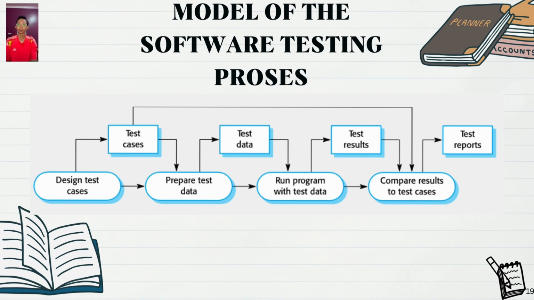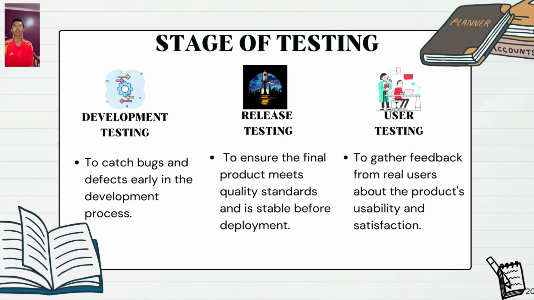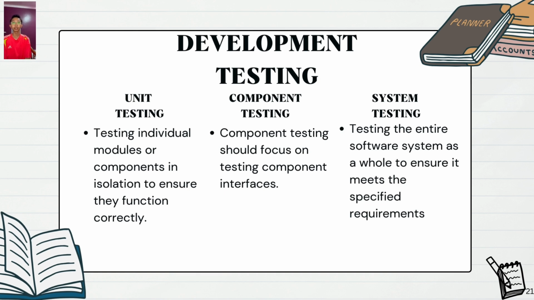we write the test report. For stages of testing, we have three: development testing, release testing, and user testing. For development testing, we catch bugs and defects early in the development process. For release testing, it is to ensure the final product meets the quality standard and is stable before deployment. And last, user testing is to get feedback from real users about the product's usability and certification.